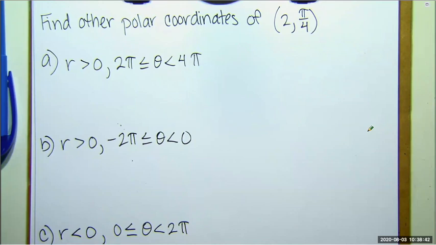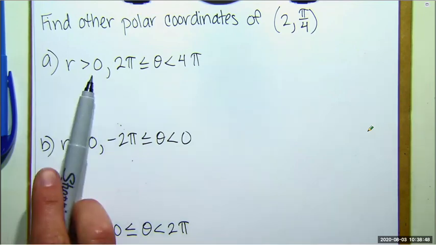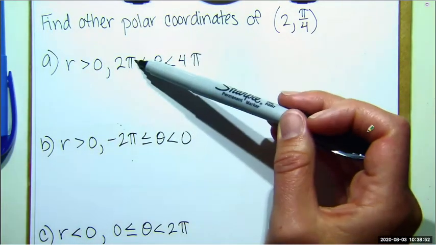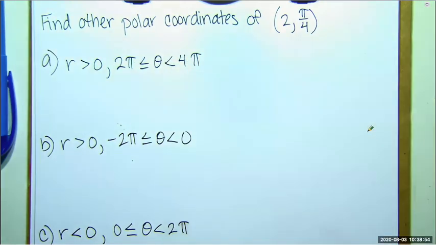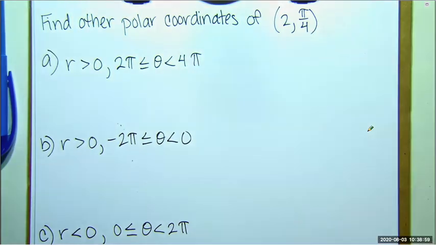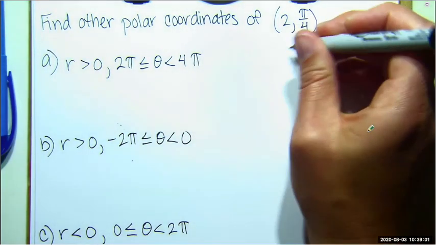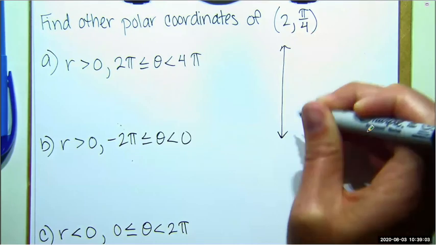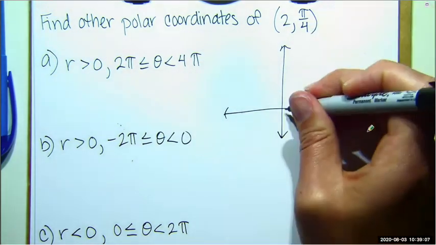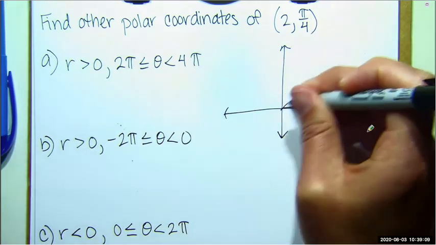All right, so part A, they're asking us to find other polar coordinates of 2 comma pi over 4. And in part A, they still want r to be positive, but they want our angle to be between 2 pi and 4 pi. So remember, 2 pi is 1 full revolution, 4 pi is 2 full revolutions. So we want to go at least 1 time around, but not 2 times around. So let's start by plotting this point, 2 comma pi over 4. So first thing we do is draw an angle pi over 4.